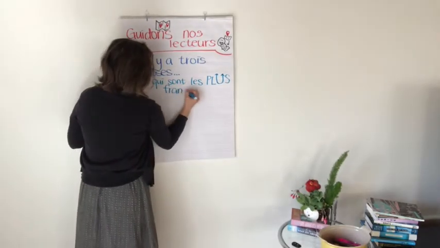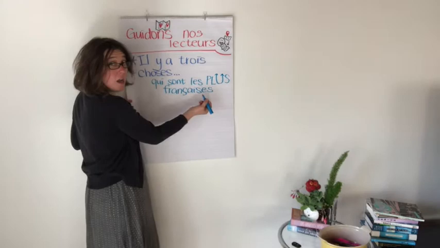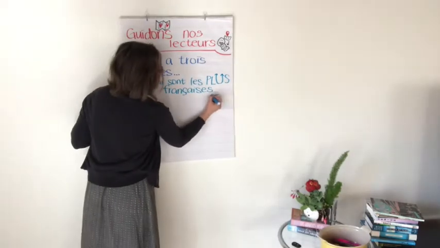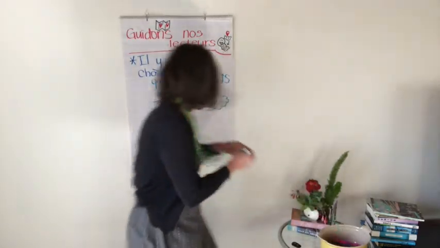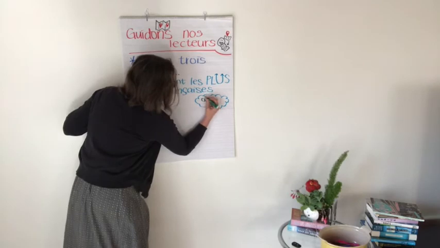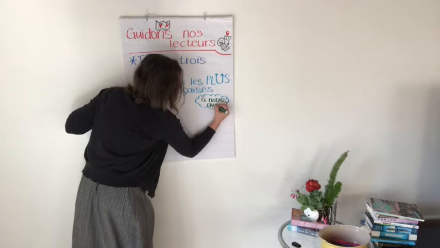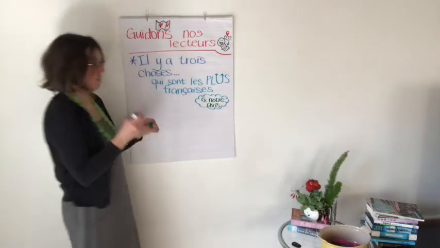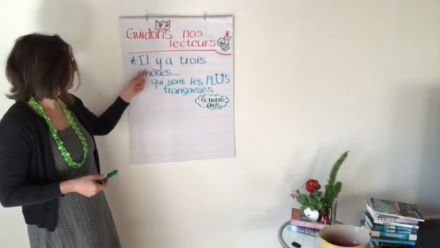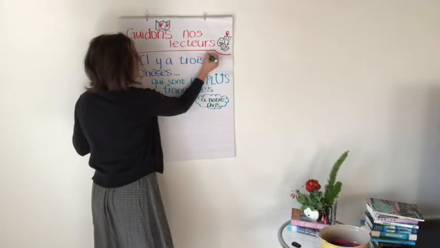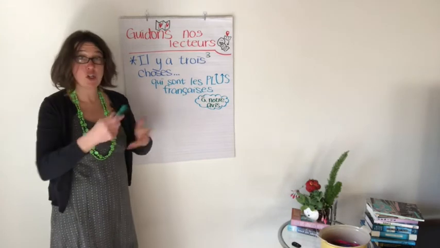Française. And then I guess the extra bonus, you guys, would be if we said in our opinion. There's lots of ways to say that, but I'm going to say à notre avis. So that's us thinking. So we're going to guide our readers. Guidons nos lecteurs. Il y a 3 choses qui sont les plus françaises à notre avis. We're going to try to use that.